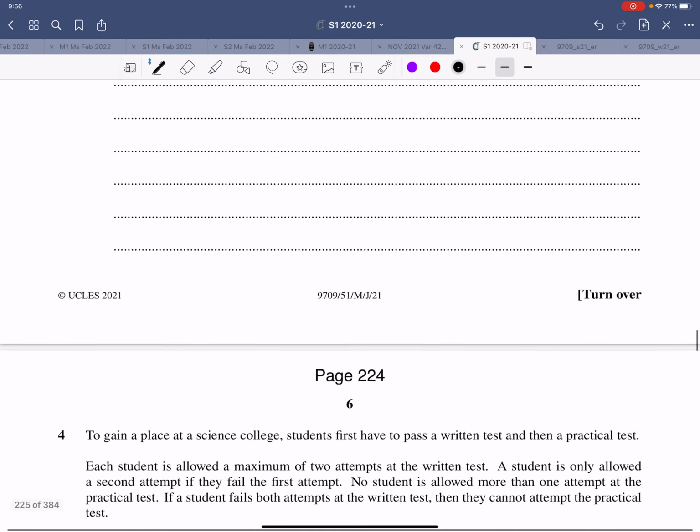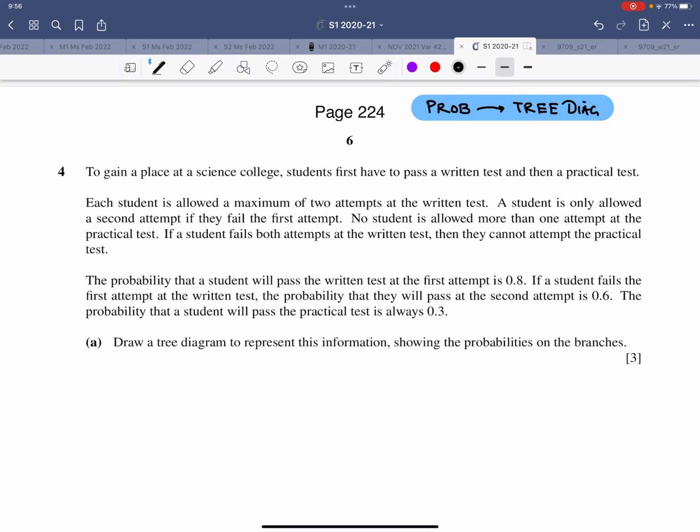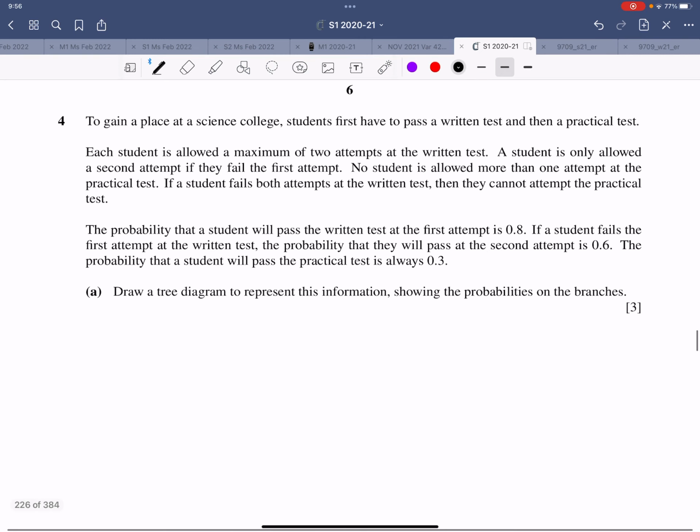Let's move to another question. This time the question looks like a tree diagram. So this is a probability and it's a tree diagram question. The question says, to gain a place, a seat at a science college, students first have to pass a written test and then a practical test. First is written, then it's practical.